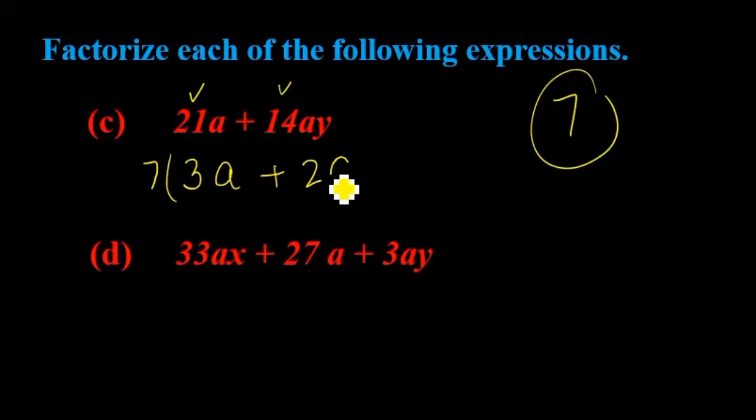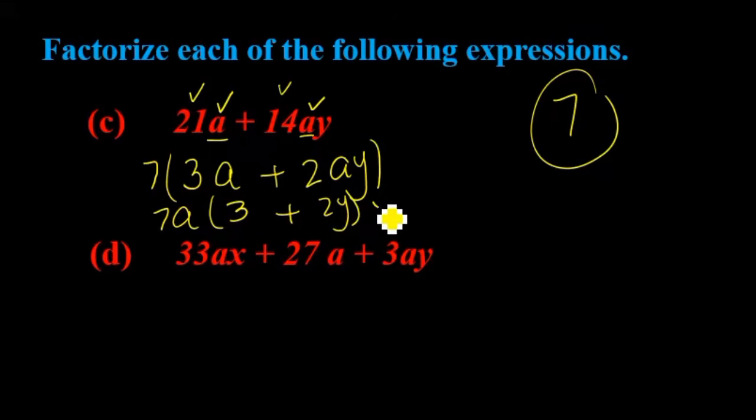Now one more thing is here. A is also common in both terms. So it means we can also take a as common. Our answer is 7a. So what do we get here? We will get here only 3 and here we get 2y. This is your exact answer.